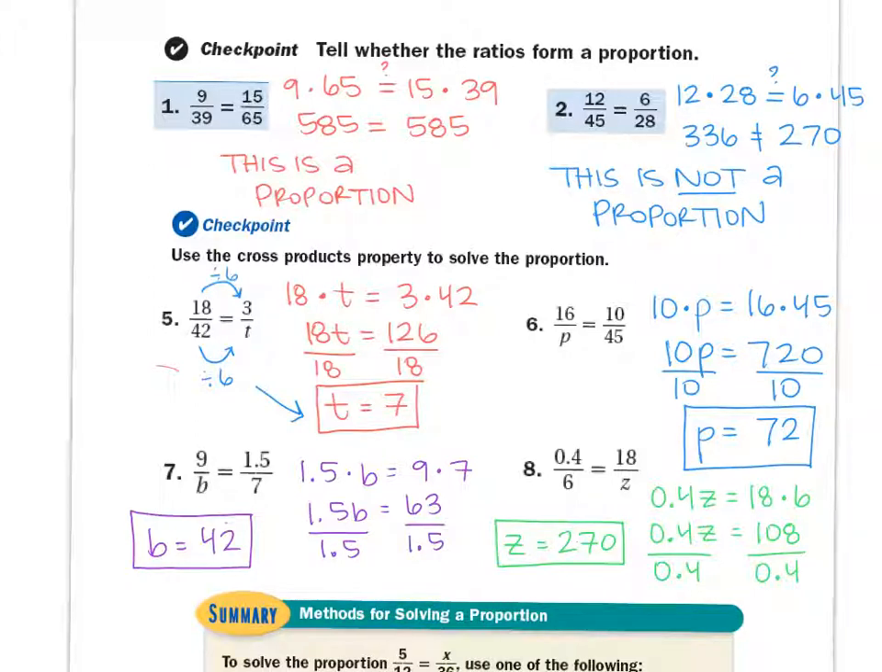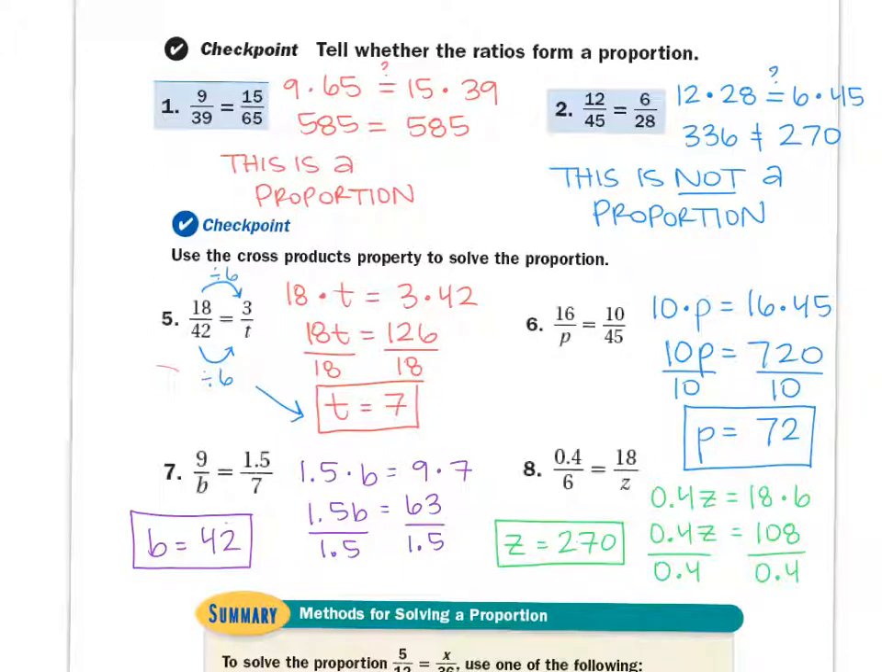All right, as you finish, go ahead and check your answers with mine. You'll notice that in number 7, the cross products are 1.5 times b, and that needs to be equal to 9 times 7. 9 times 7 is 63. To get the b by itself, I need to divide each side by 1.5, which gives me that b equals 42. On number 8, the cross products are 0.4 times z, or 4/10 times z, equals 18 times 6.